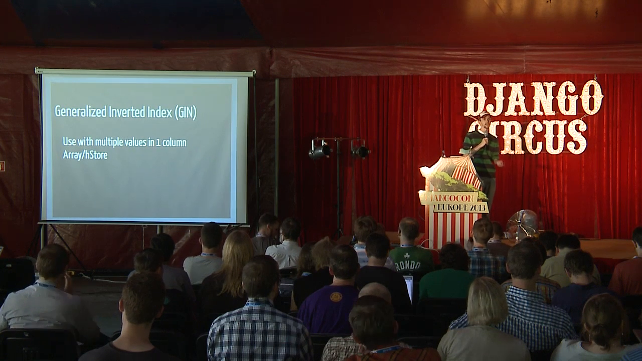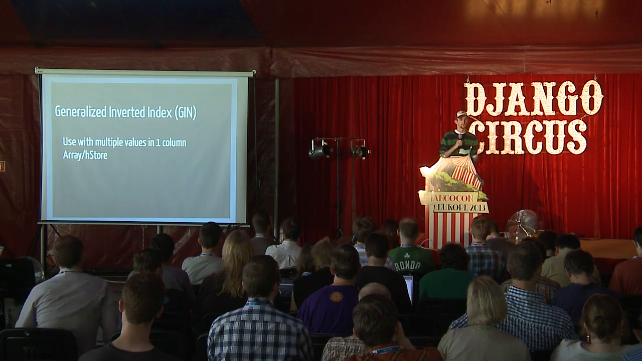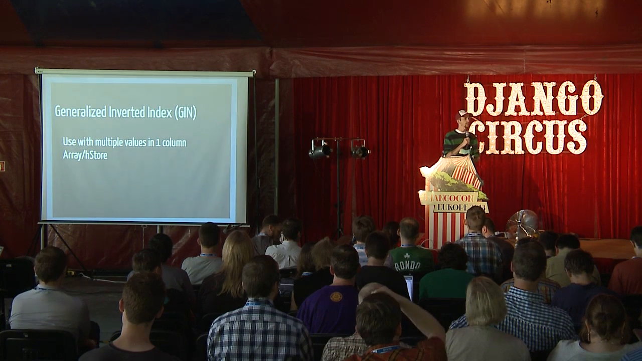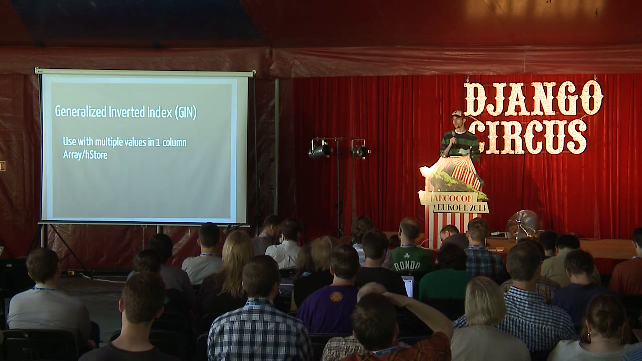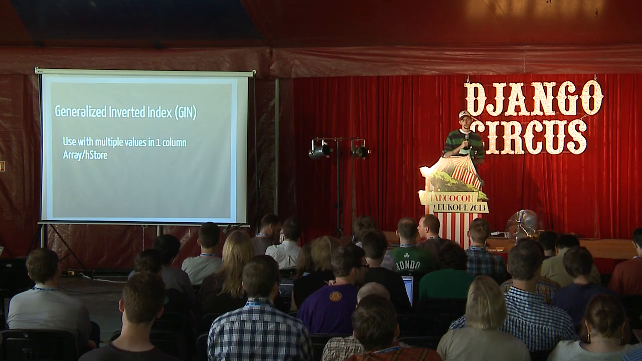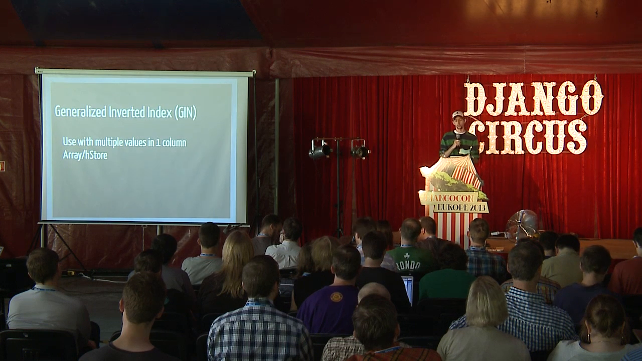Array and HStore are these, right? You've got multiple different keys and values or multiple values inside a single column. Add your GIN index, it's going to index everything in that column, and then you can get the efficiencies on it. It's going to be a little bigger on disk size than I think a GiST, but generally it works well.